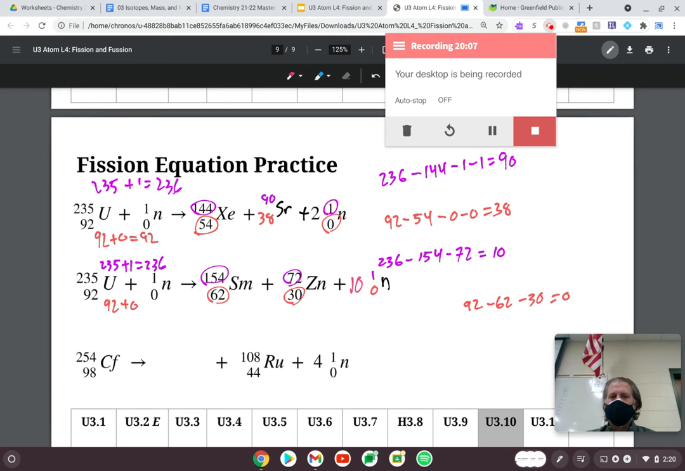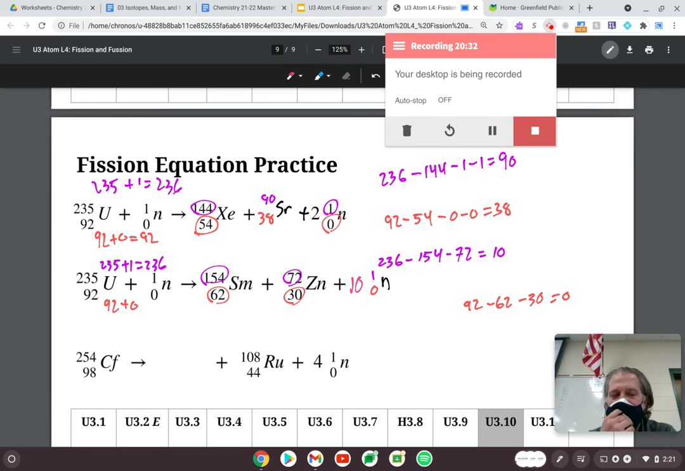Okay. So in this case, we had 236 for the mass number on the top on the left side. We took 236 minus 154 minus 72, and I got 10. But the notation for a neutron is 1 over 0. So I still put a 1 for the mass number, and then I put a coefficient of 10 in front of it.